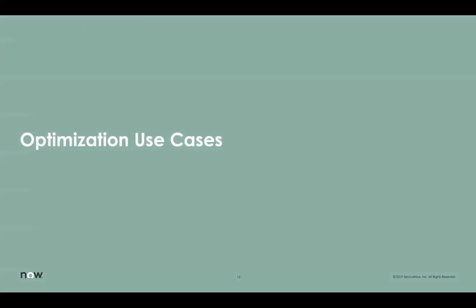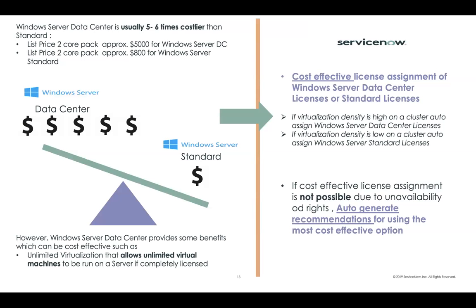So moving ahead on the optimization, what we do realize is that although Windows Server Datacenter has certain benefits like unlimited virtualization, the cost of the Datacenter license is very high, approximately 5 to 6 times costlier than the Standard license, as you can see here. Hence, it's of paramount importance that if an organization has both Datacenter licenses as well as Standard licenses, which one should they allocate? And that allocation of licenses optimally is what ServiceNow SAM does automatically.